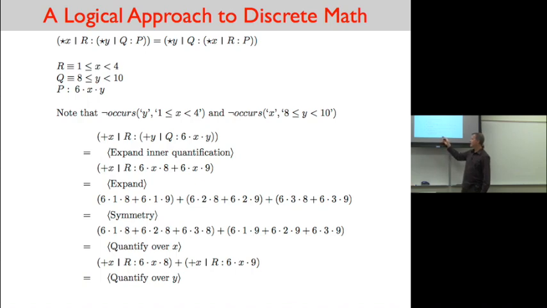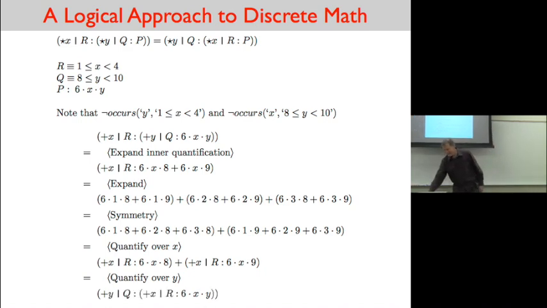body: sum over x, range r, 6 times x times y. Done, boom. Are you with me? Is this clear? Crystal. And isn't this slick?